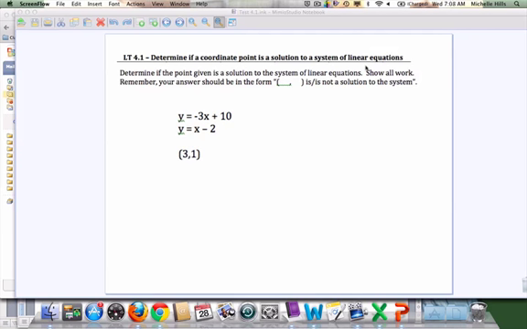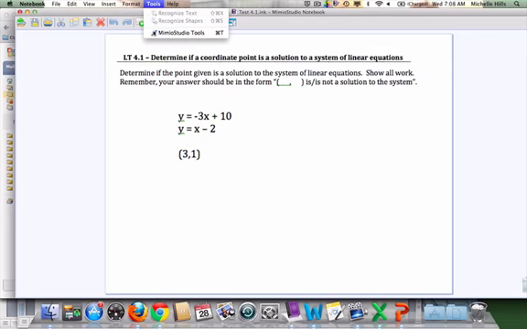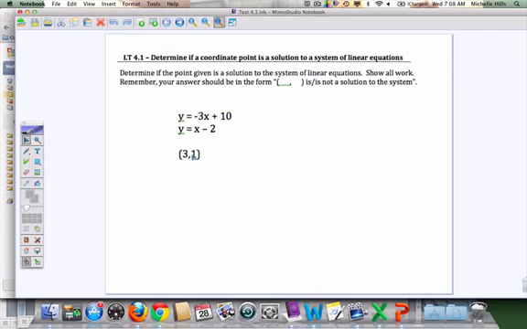So when you want to determine if a coordinate point is a solution to a system of linear equations, what you're really doing is you're trying to say if you graphed those two lines, is that the point of intersection of those two lines? Now, if it is, then what should be true is that if I substitute 3 for x and 1 for y in the first equation and simplify both sides, I get a true statement.